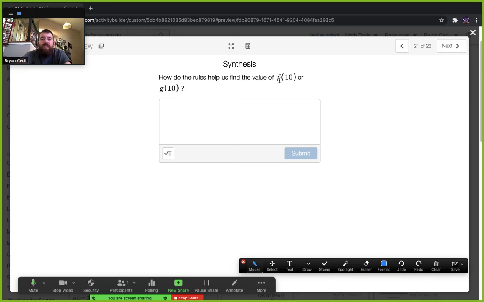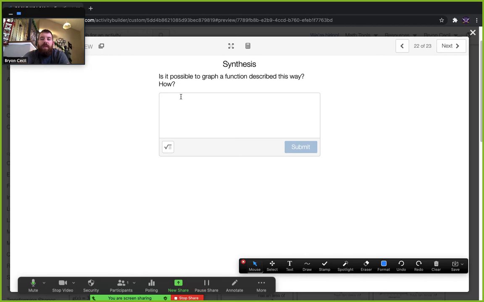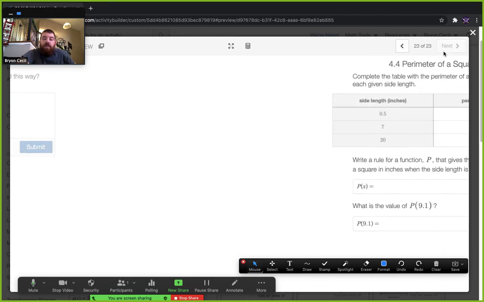How do the rules help us find the value of f of 10 or g of 10? Those rules would help us by showing us what you are doing to 10. Since I don't have f of 10 and g of 10, I can't do it. But it would tell you what to do to that input to get the output. And then, is it possible to graph a function described this way? If you have the rules, yes, absolutely. If I don't know the stipulations, and it just tells you randomly, hey, f of 10 is 28, that gives me 1 point. I can't go off that. If I get 2, then yeah, I can find a rule. But no, we can't do anything with that unless we know the rule.